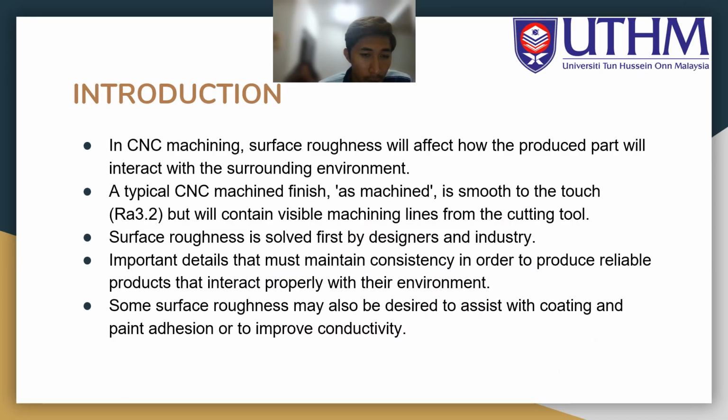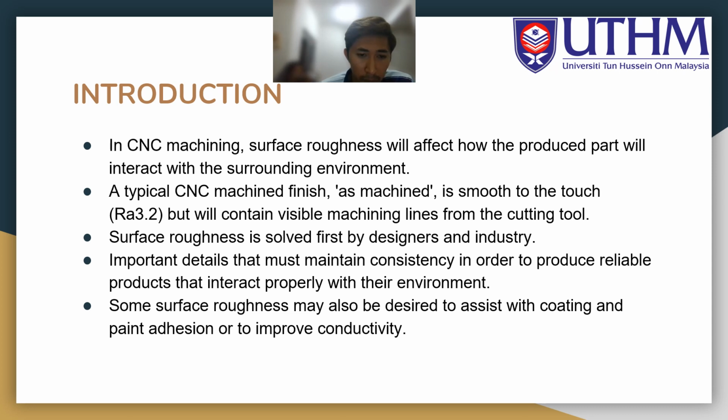Okay, for the introduction, in CNC machining, surface roughness will affect how the produced part will interact with the surrounding environment. A typical CNC machine finish, as machined, is smooth to the touch with Ra 3.2 micron, but will contain visible machine lines from the cutting tool. Surface roughness is considered first by designers and industry. It is an important detail that must maintain consistency in order to produce a reliable product that interacts properly with the environment.